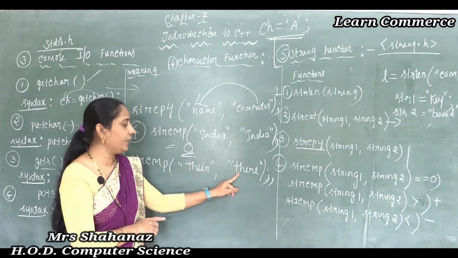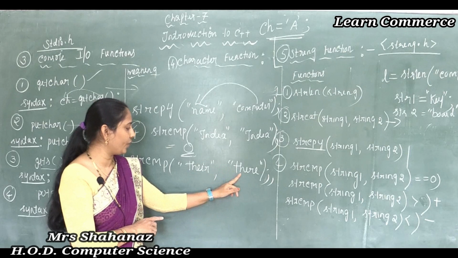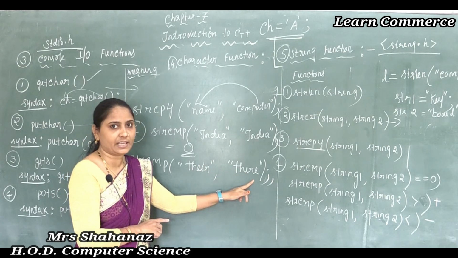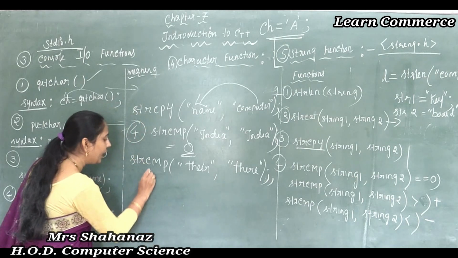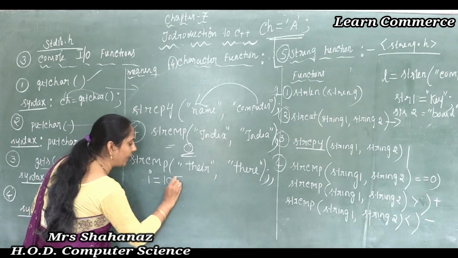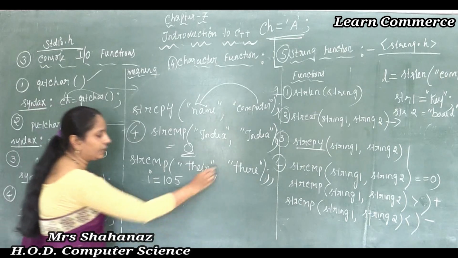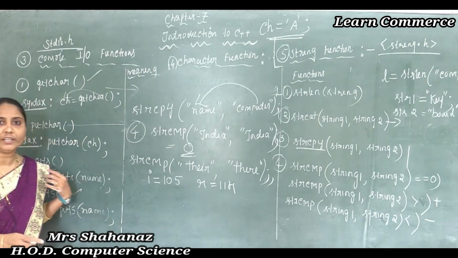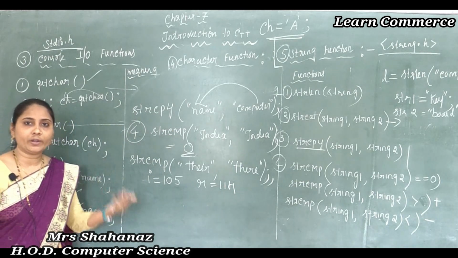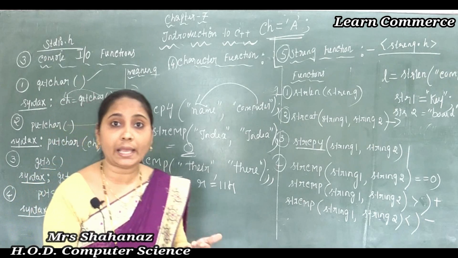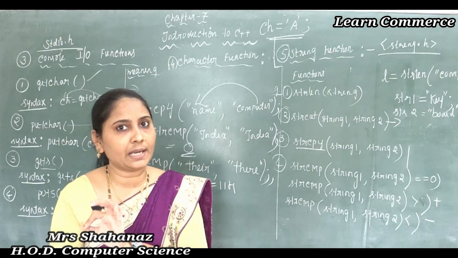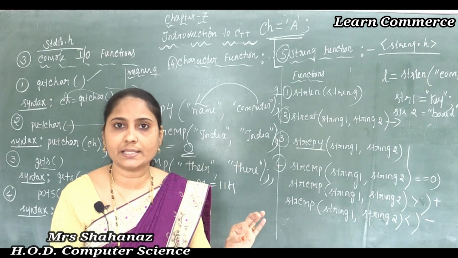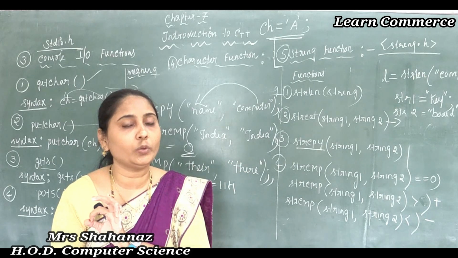T, no difference. H, no difference. E, there is no difference, both are THE in this case. But when you take I, you have to count it, you will get the value 105, and later the R value is 114. You have to count it yourself. I already explained, capital A is 65 and capital Z goes till 90, small letter a is 97 and small letter z is 122.